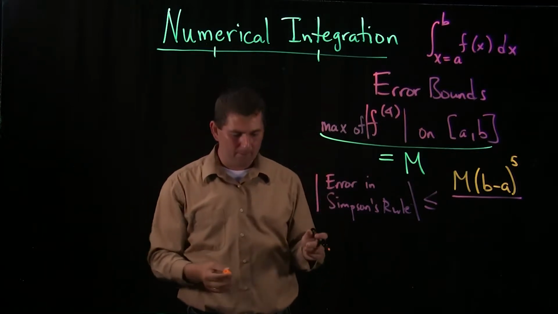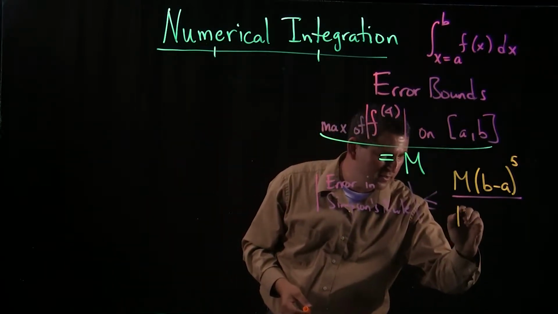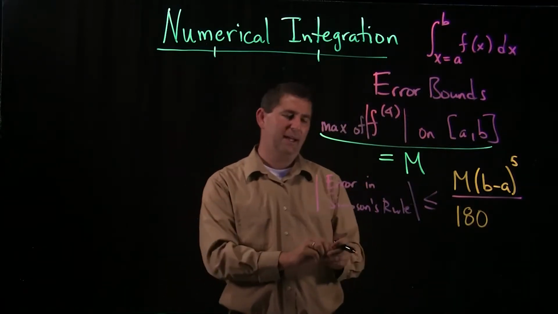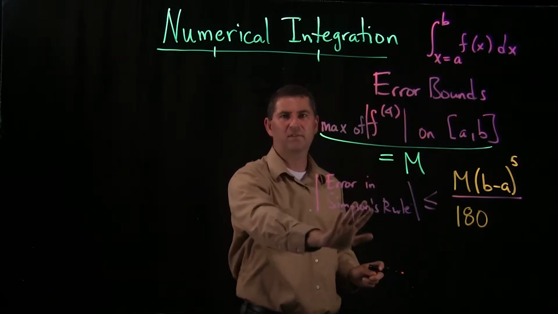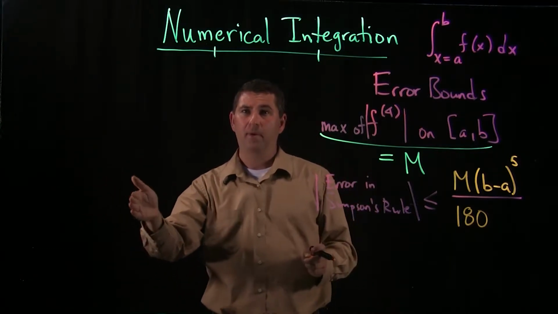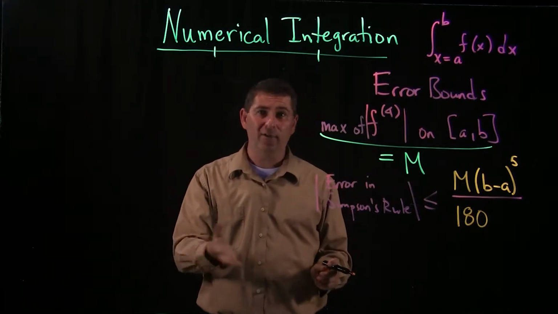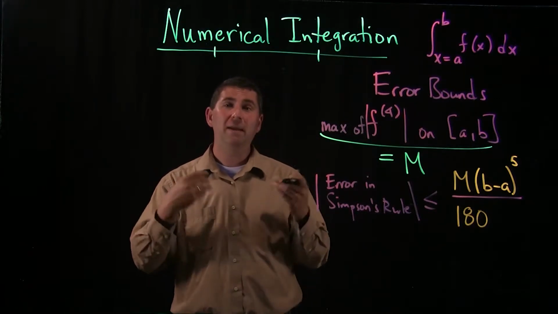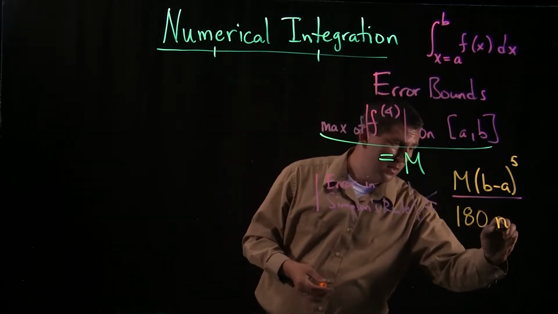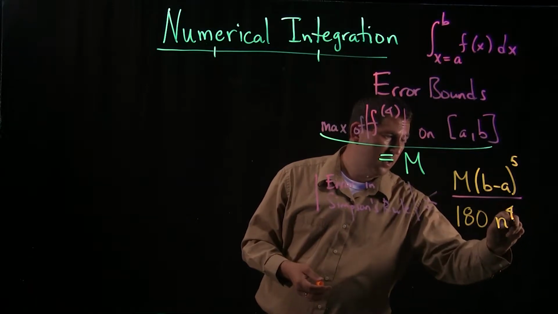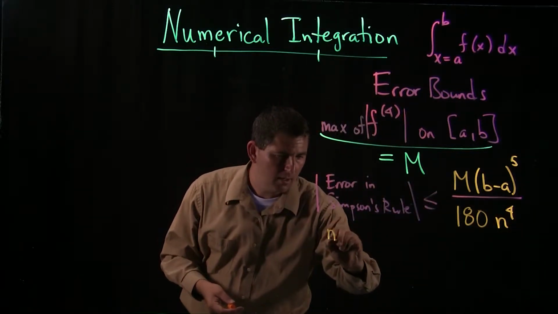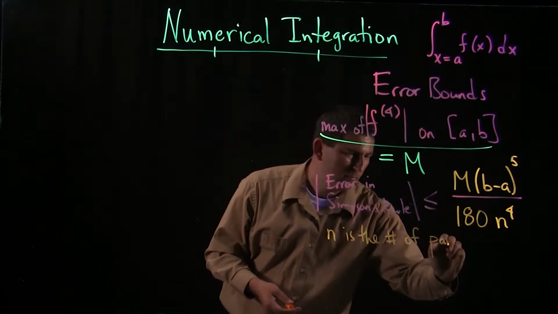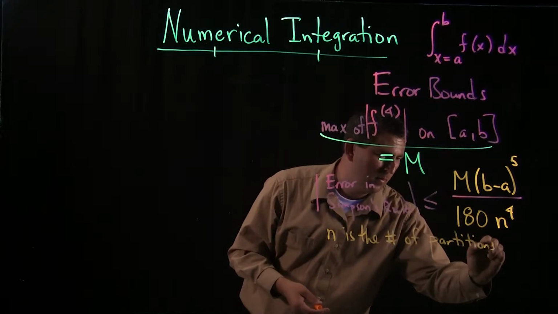What's going to be on the denominator? So first, there's this strange constant, 180. And then, when I say I'm using Simpson's rule, you remember, I have to chop up my interval into partitions. How many did I use? All we know is that it should be some even number of partitions. We're going to label that number by n. And so I'm going to divide by n to the 4th power. So n is the number of partitions.